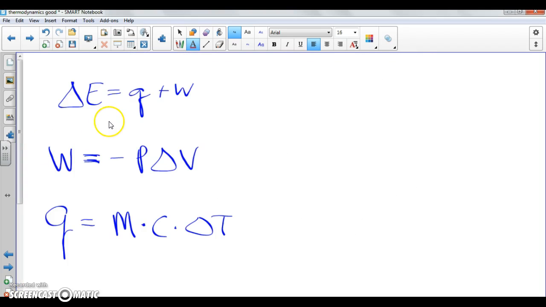Alright, so now we have three equations that we have used so far. We've been using this one, the E equals Q plus W. We've used W equals negative P times delta V. And now we have Q equals m times c times delta T. Remember, I'm multiplying these three factors, so I could technically multiply them in any order that I wish.